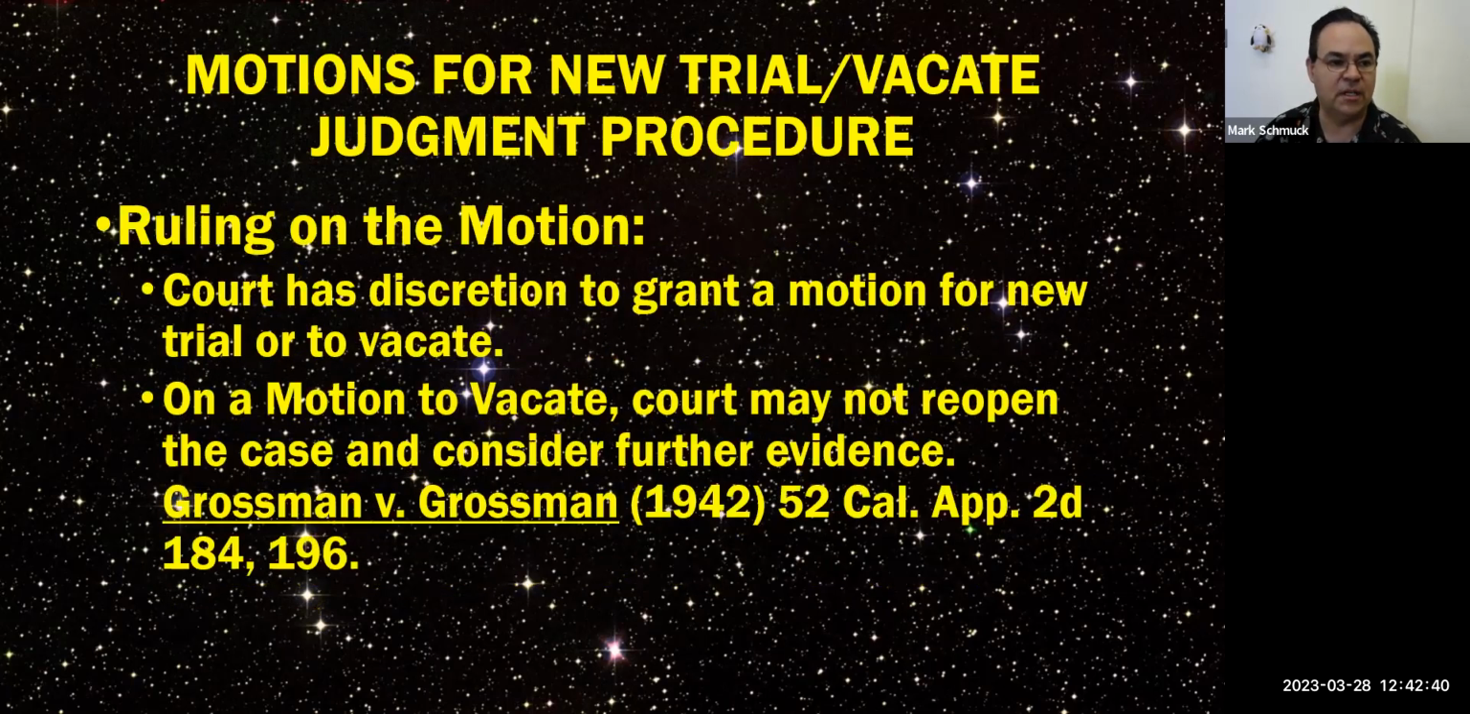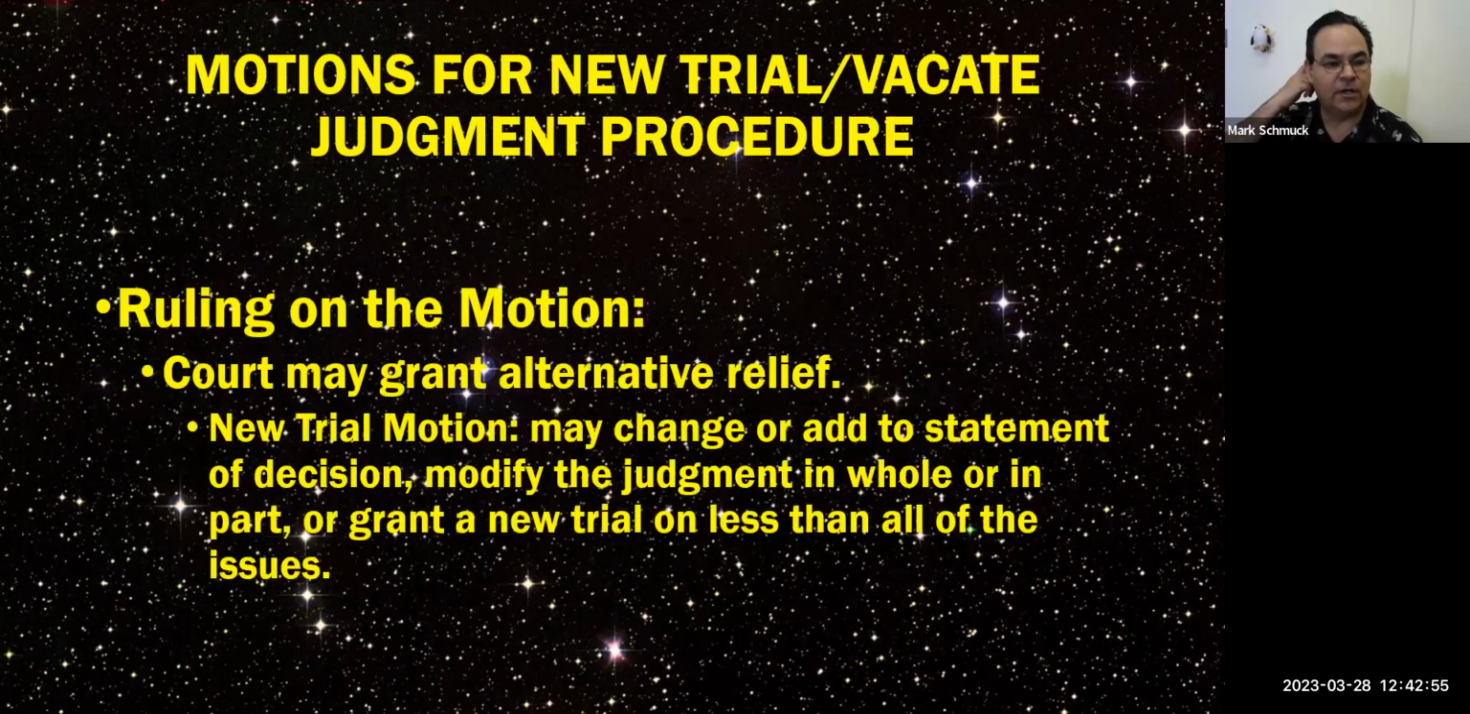Ruling on motion, the court has discretion to grant a motion for a new trial or to vacate. On a motion to vacate, the court may not reopen the case and consider further evidence. The court can only rule based on the existing trial record. The court does have discretion to grant alternative relief.